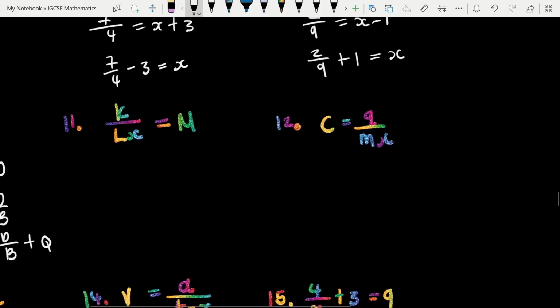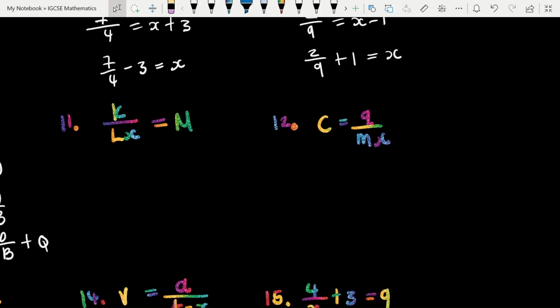We go to number 11. K over LX is equal to M. I have to break the fraction. How do I break the fraction? By taking the denominator to the other side. So K is equal to MLX, because I'm just going to multiply LX by M, I just write them together. Then I want to make X the subject. So I take everything which is not X to the other side. That's M and L. What were they doing? Multiplying. On the other side, they would divide, and it is equal to X.